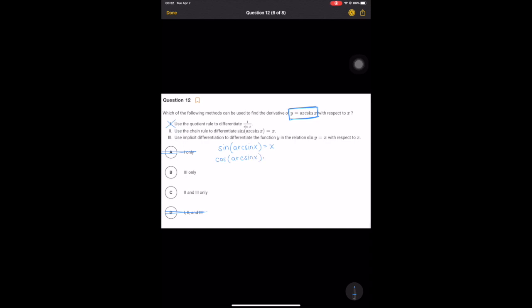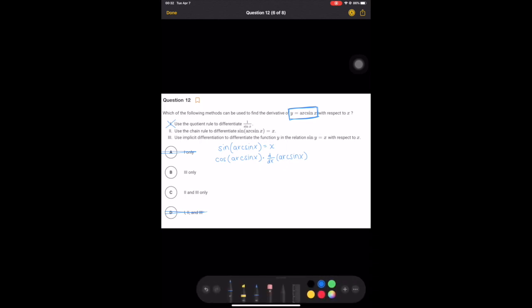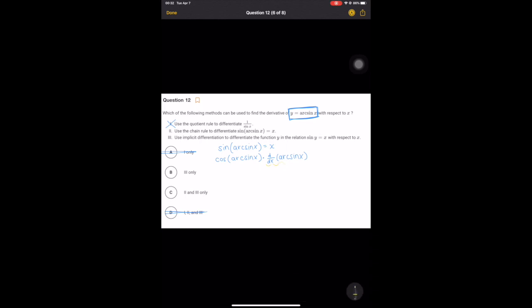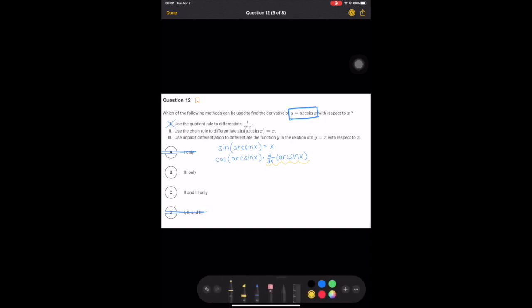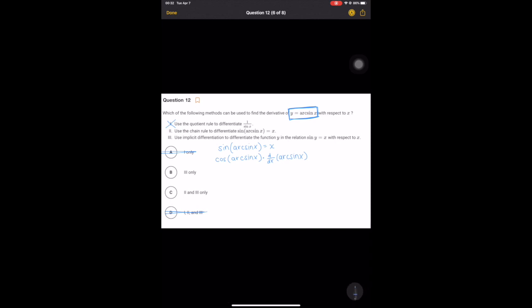Multiply times the derivative of the inside, d dx of arc sine of x. Notice that this question is asking how we could derive the derivative of the inverse function. That's what the question is asking, right? So we're about to solve for that once we finish writing our equation. We need to take the derivative of the right side, the derivative of x, which is just 1.